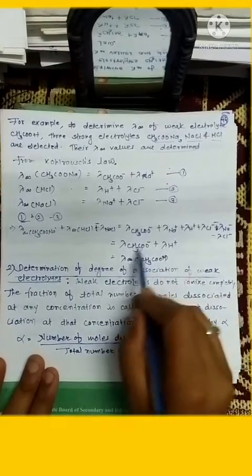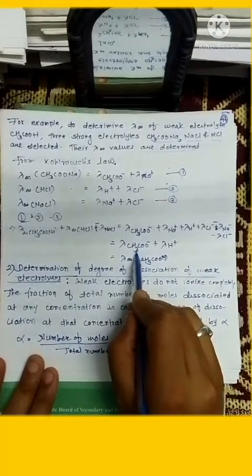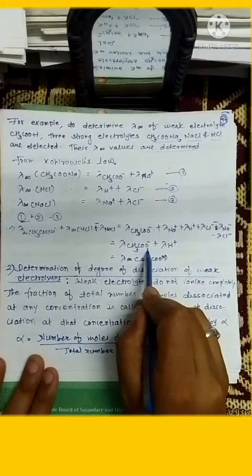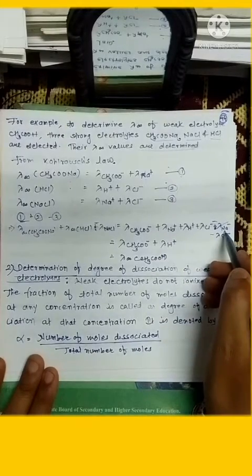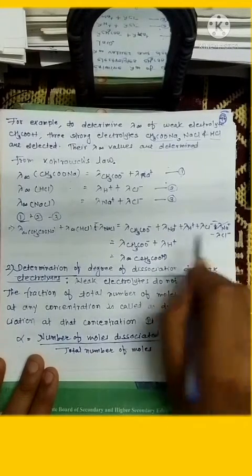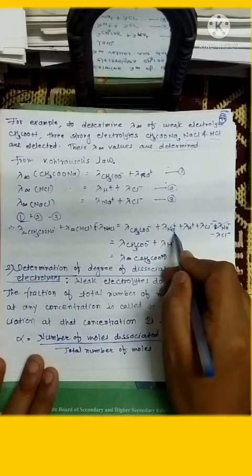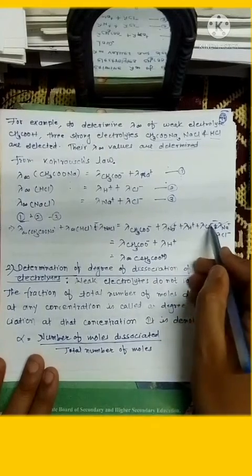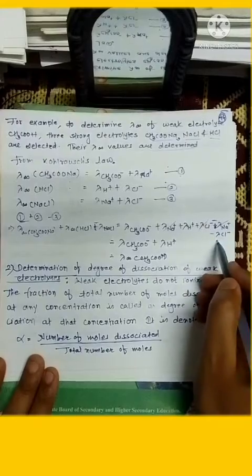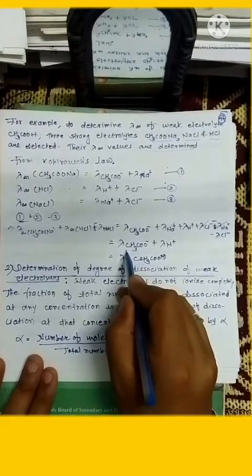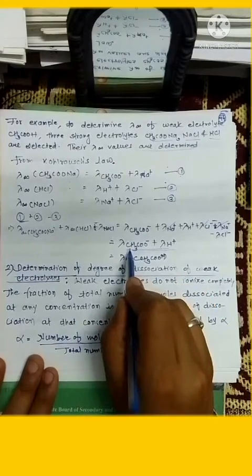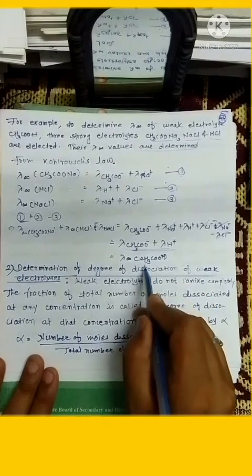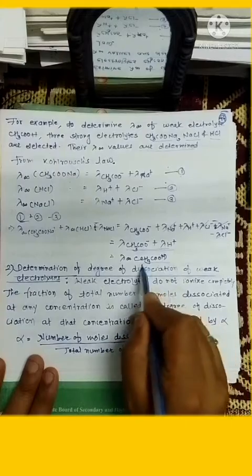So we get this, that is lambda CH3COO minus plus lambda H plus, because in this case lambda Na plus is cancelled by the positive lambda Na plus value, and lambda Cl minus is cancelled by this. According to Kohlrausch law, it is nothing but the lambda infinity value of your acetic acid.